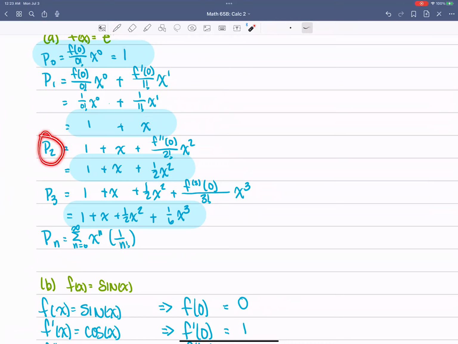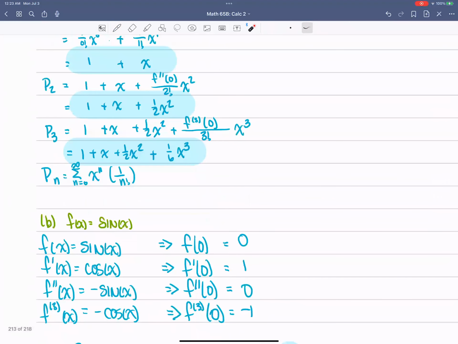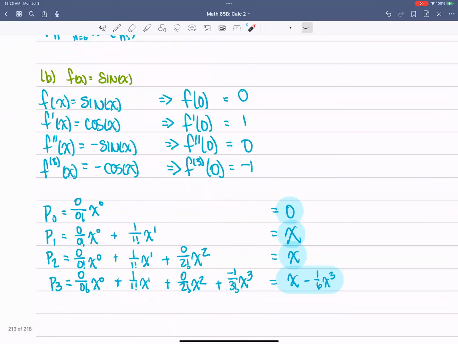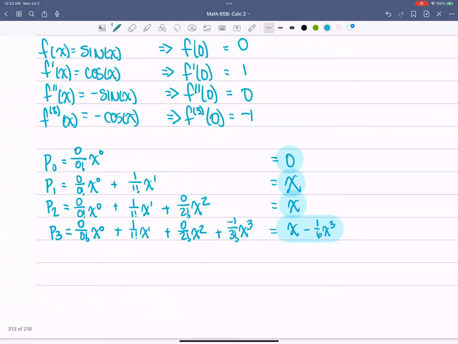For the second term, it's just going to be x. So when we plug 1 in, 1 factorial, we have 1 and x. For the next term, we plug 2 in, 2 factorial. Same thing for the last one. So there's our function for there. Let's come up with the nth polynomial, so p sub n here.